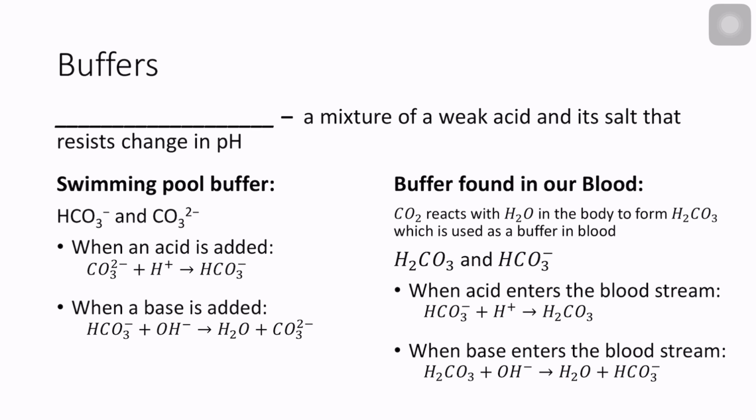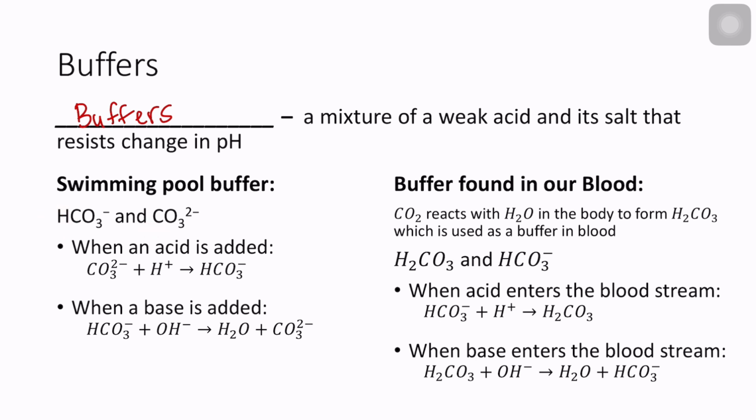Now, buffers are solutions that can resist a change in pH. Now, they are made up of very specific things. So it's going to be a mixture of a weak acid and its salt. So the way you can figure out what the salt is going to be, just take away the hydrogen and see what's left over. So an example of a swimming pool buffer is bicarbonate and carbonate. So all we did to figure out the salt here was take away a hydrogen.